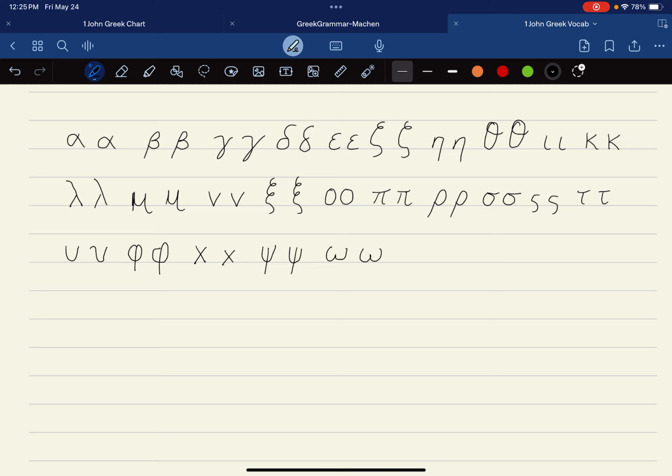All right, so let's read these over one more time. You want to be able to read them out as quick as that and memorize it as quick as I am here. So alpha, beta, gamma, delta, epsilon, zeta, eta, theta, iota, kappa, lambda, mu, nu, xi, omicron, pi, rho, sigma, tau, upsilon, phi, chi, psi, omega.